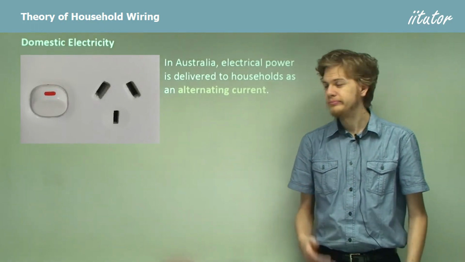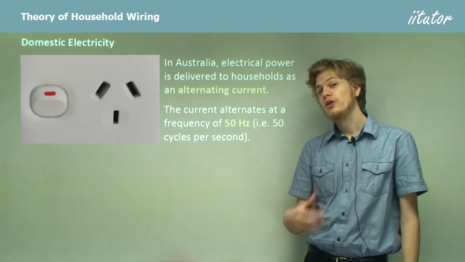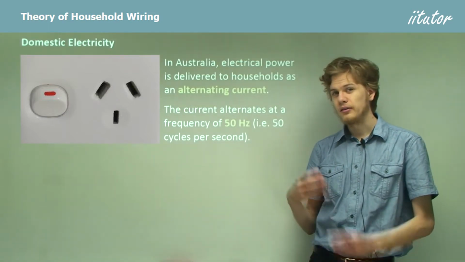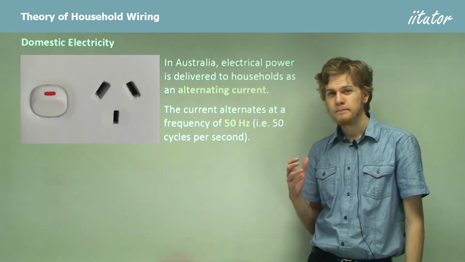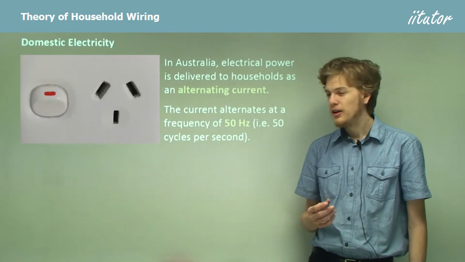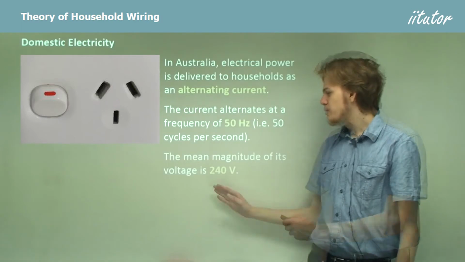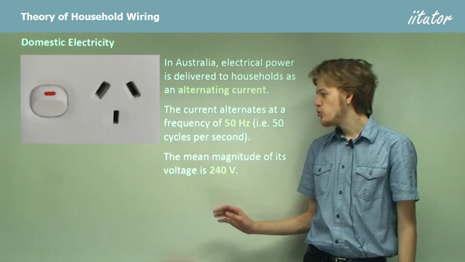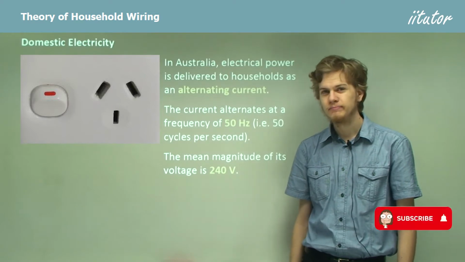Now in Australia, electrical power is delivered to households in an alternating current, the same way as everywhere else in the world. The current alternates at a frequency of 50 Hertz. That is, it goes positive, negative, and then starting to go back up to positive 50 times every second. In other countries, the frequency might be 60 Hertz instead. That is, 60 cycles of AC every second. The mean magnitude of the voltage is 240 volts. But once again, this varies from country to country.